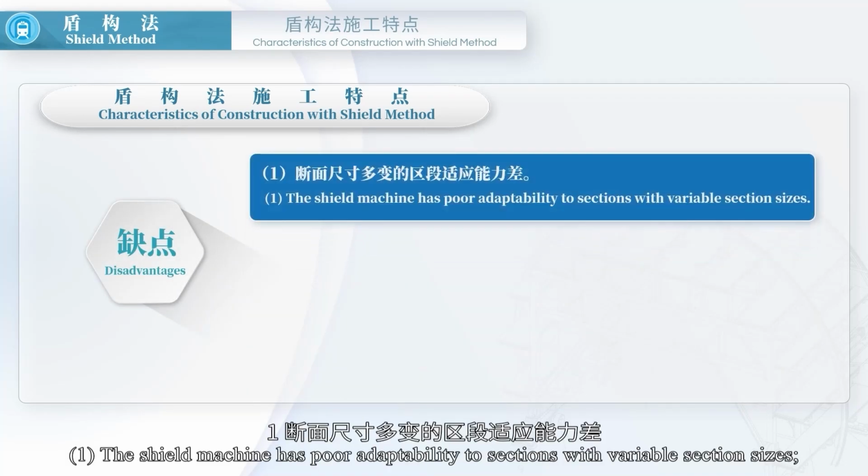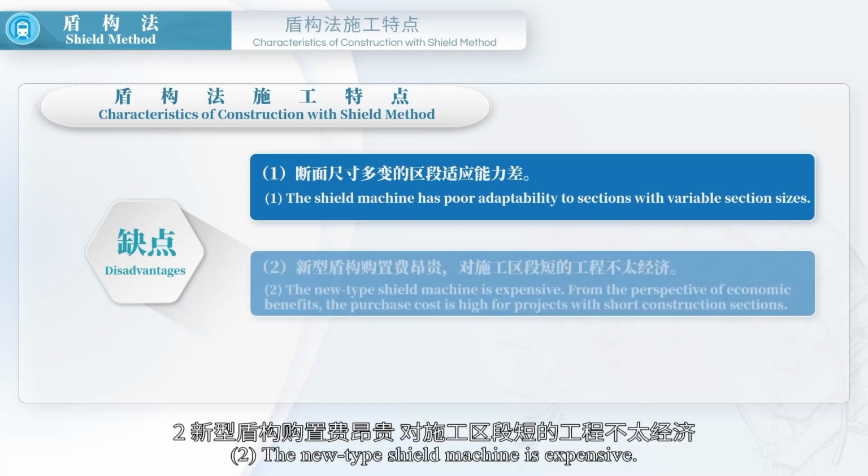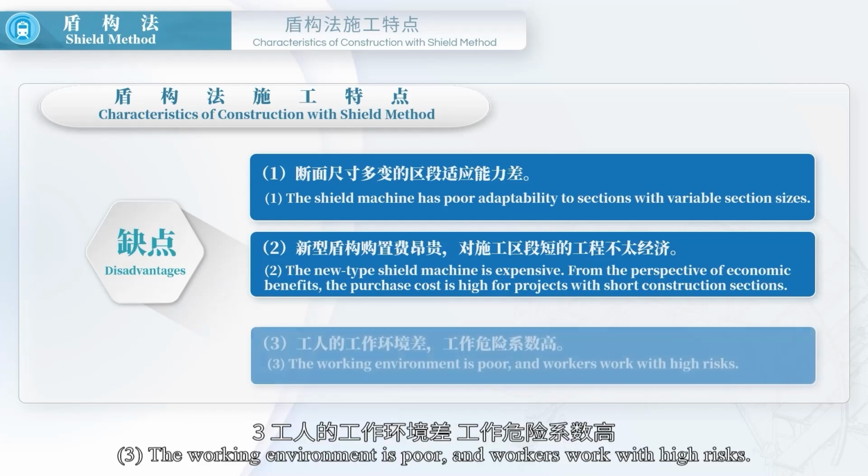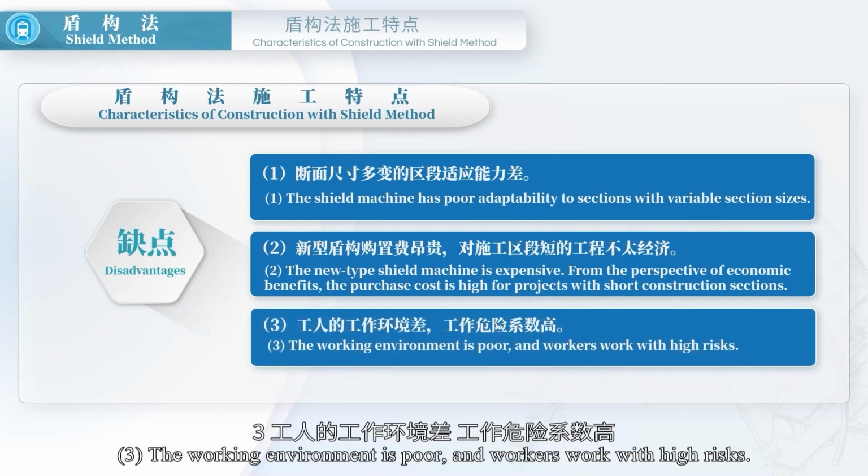1. The TBM has poor adaptability to sections with variable section sizes. 2. The new type TBM is expensive. From the perspective of economic benefits, the purchase cost is high for projects with short construction sections. 3. The working environment is poor, and workers work with high risks.